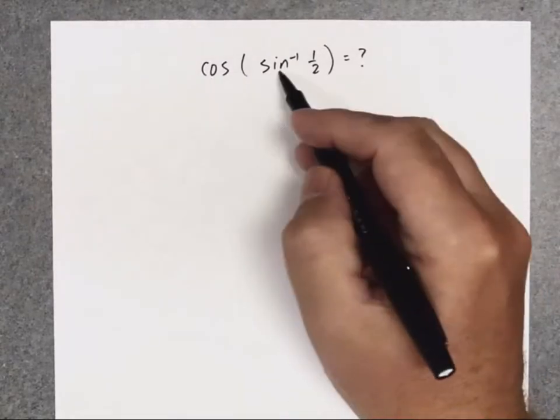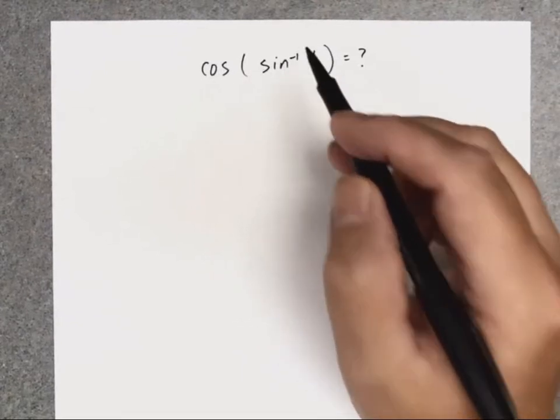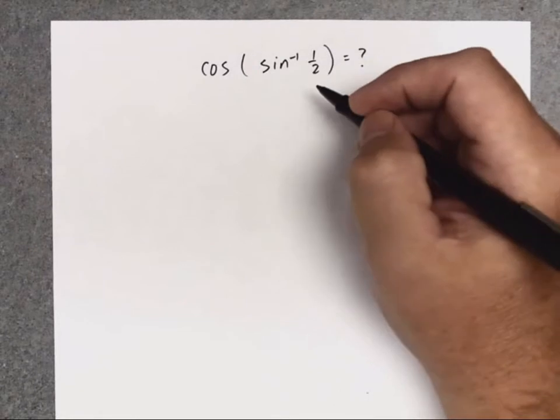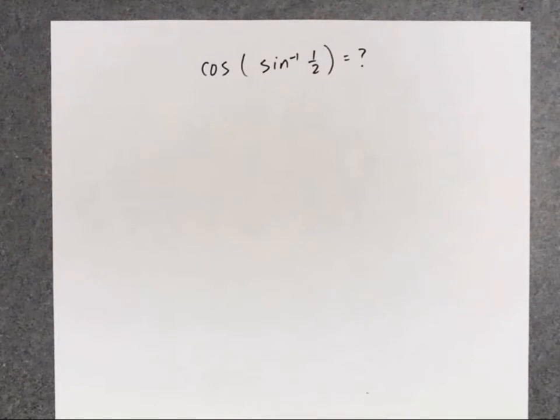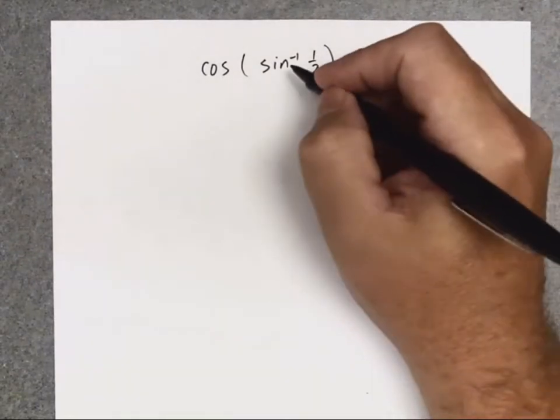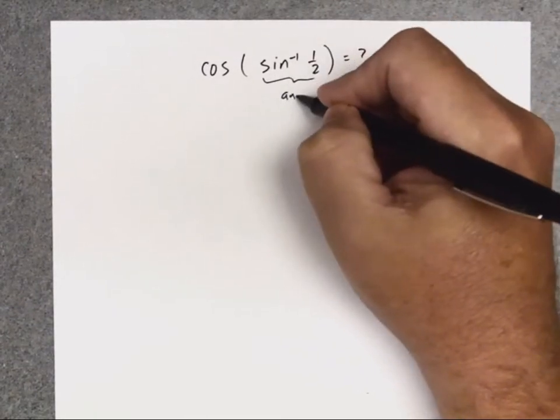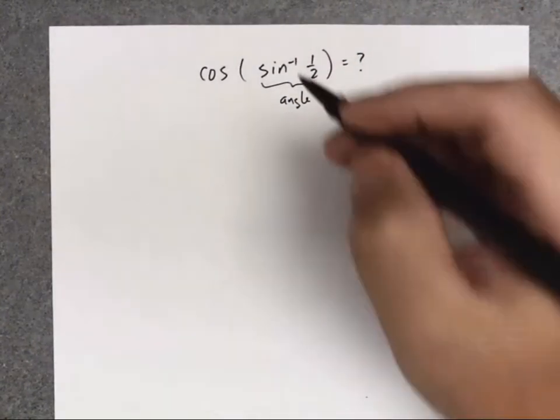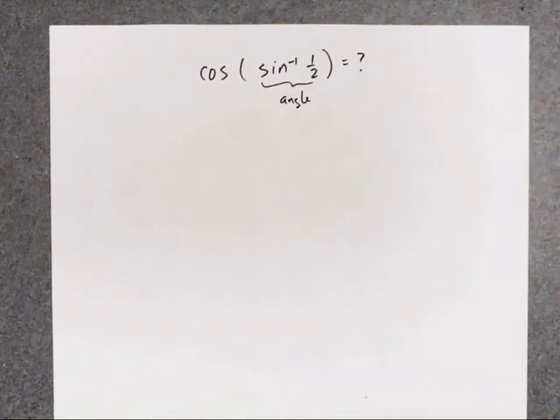So you notice now we're mixing and matching. We've got a cosine trig function and an inverse sine trig function. You have problems like this, there's no shortcuts, no rules to make it easy. You just have to work from the inside out. Since it's an inverse sine function, I keep telling myself this thing is going to end up being an angle. So in a minute, I'm going to find out what this angle is, and then I can take the cosine of that angle.